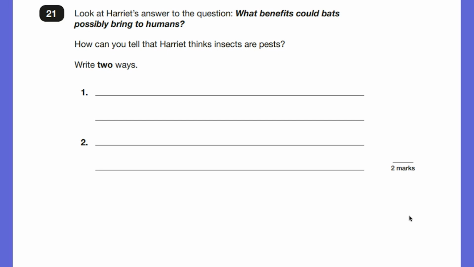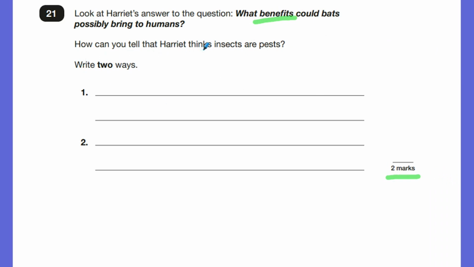Now, there is a need in this question to understand what the word benefits means. If you benefit, it means you help in some way. So how are bats helping humans? And we're looking for two ways. There's 2 marks to be got here, so we need to give 2 different things.